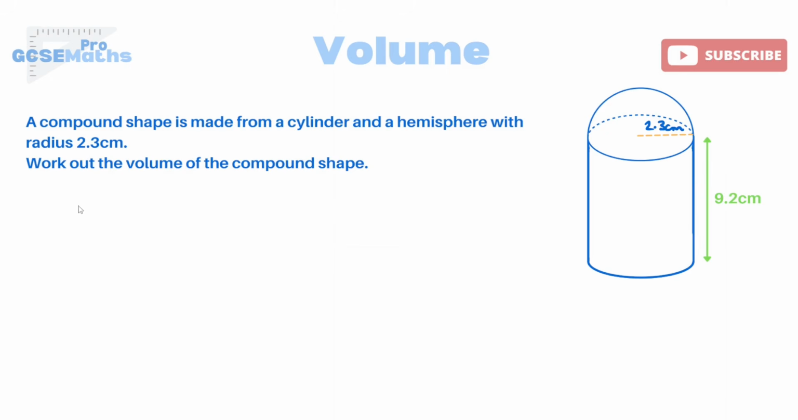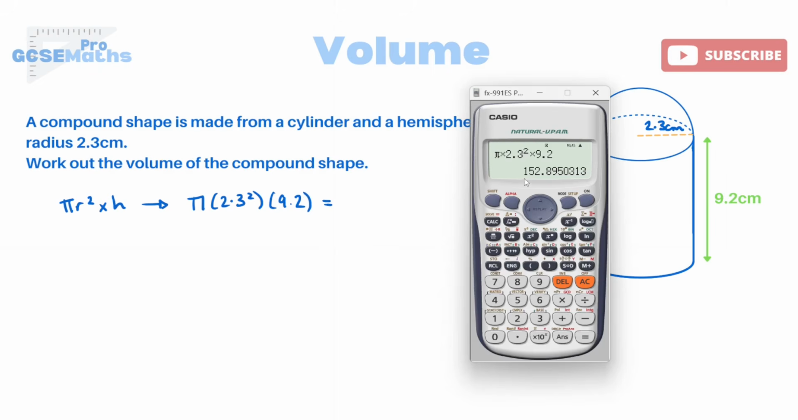To find the volume of a cylinder, because it is a prism, I just need to work out the area of the circle and then multiply that by, in this case, the height. So pi r squared multiplied by the height, that would be pi times 2.3 squared multiplied by 9.2. Obviously that gives me loads of decimals, so I'll write down a few of those, 152.895.